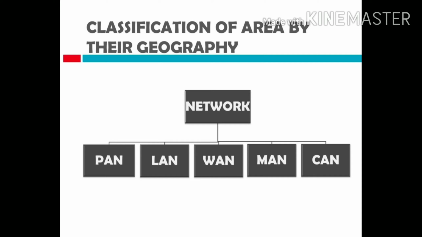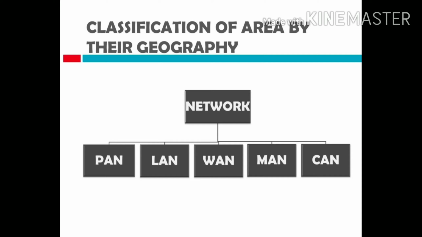Moving to the next slide. In this slide, it is categorized as classification of networks by their geography. Here it is bifurcated in these stages. Network is the main network, and it is going to be bifurcated area wise. That is your PAN, LAN, WAN, MAN, and CAN.